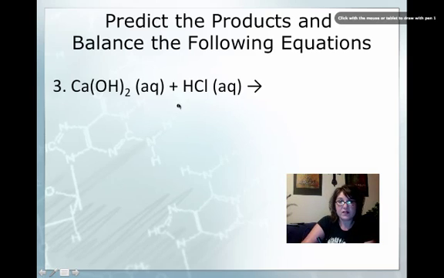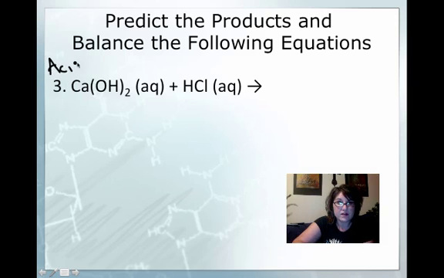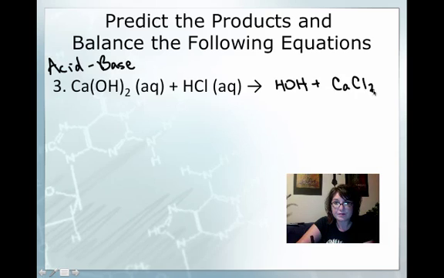Okay, I've got a hydroxide and something that starts with hydrogen. So I know this is an acid-base reaction. So water is going to be one of my products. And then the other product is going to be some sort of salt. So let's make water. I'm going to make it this way so I can keep track of that hydroxide. And our salt then is going to be calcium with chlorine.